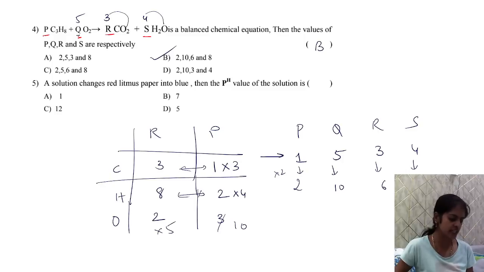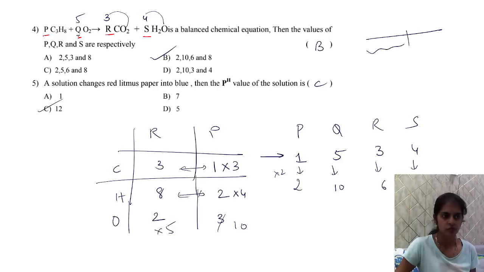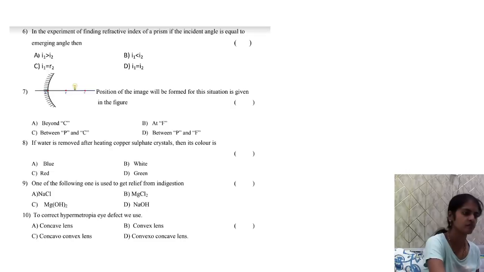The solution which changes red litmus to blue. Already we have seen, red to blue means base. So which is base here? C is base. In the pH scale, below 7 these are acidic, these are bases, and this is neutral.